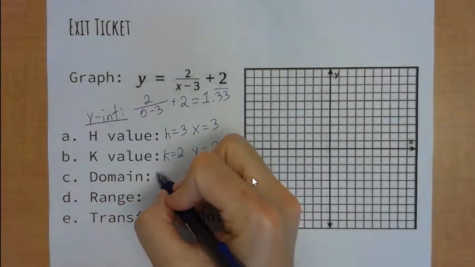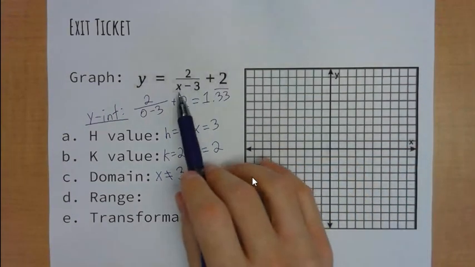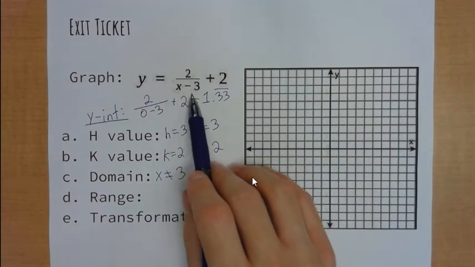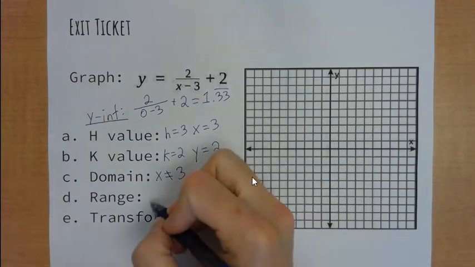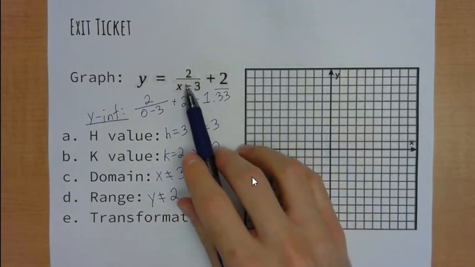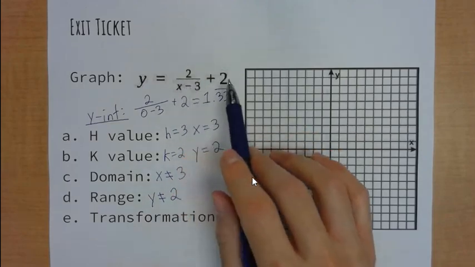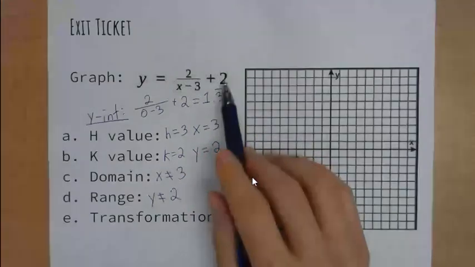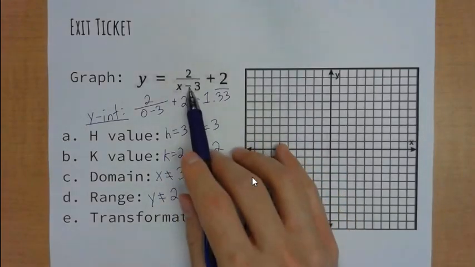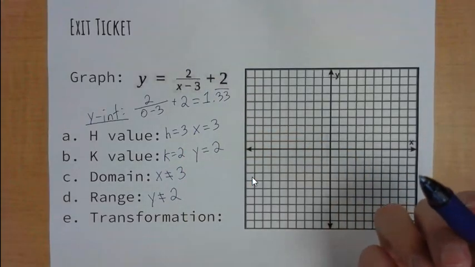Our domain is that x cannot be 3. We can't have that become a 0 under our fraction. 3 minus 3 would be 0. That's a bad thing. And range cannot be 2 because we basically have a fraction that can't be 0. If you have something that's not 0 and you add 2 to it, it's not going to equal 2. The only way for it to equal 2 would be if this fraction was 0, but it can't be 0. The numerator is already a 2.